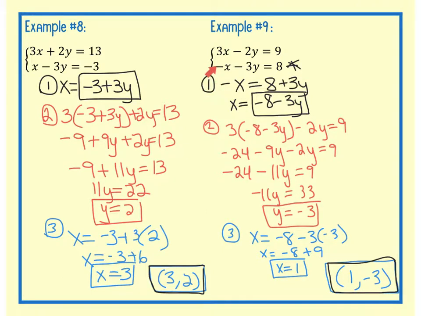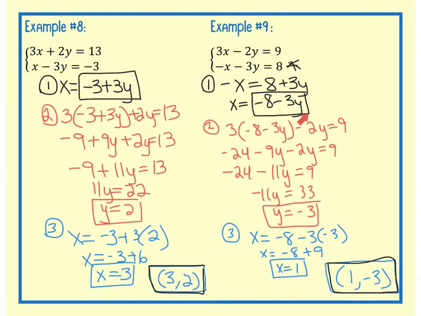I chose this bottom equation. Now, don't forget, your work might look different, and that's okay as long as this is what you got. So I chose to solve the bottom one for x. Now, I had a -x, so I had to divide everything by -1. So I have x equals -8 minus 3y.